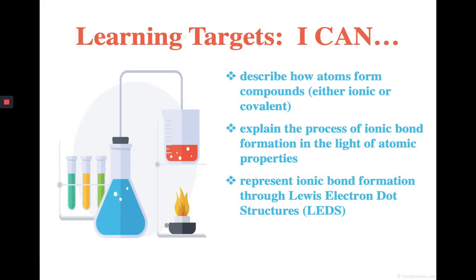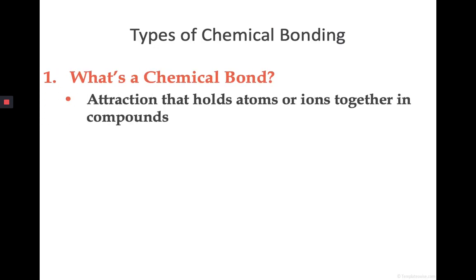For this lecture, we are going to describe how atoms form compounds, either ionic or covalent, but in this time frame, we are focusing on ionic bond formation. Explain the process of ionic bond formation in light of atomic properties and represent ionic bond formation through Lewis electron dot structures, or what we commonly know as LEDs. Chemical bonds are primarily the glue that keeps atoms together. It's the attraction that holds atoms or ions together in forming compounds.